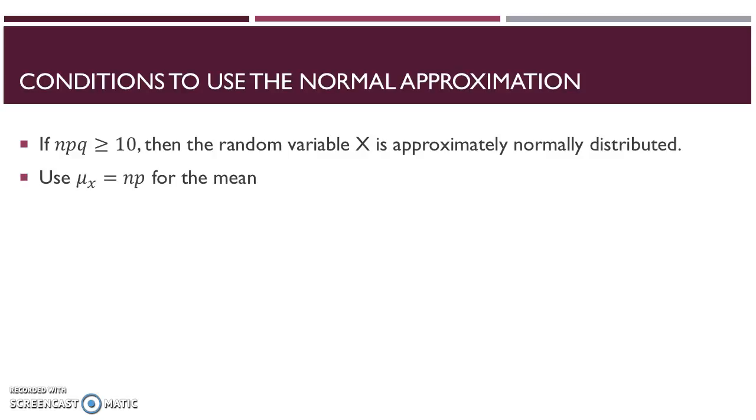You'll use n times p for the mean, which is the same as what we did with a binomial, and you'll also use the binomial standard deviation. It's calculated by taking the square root of n times p times q. The mean and standard deviation are going to be used to change your x value, eventually, to a z value so you can find the probability.